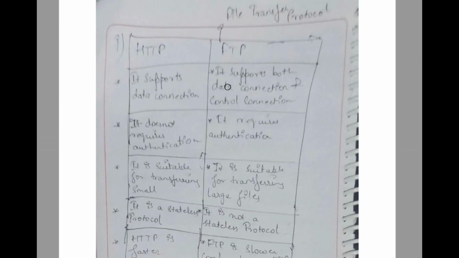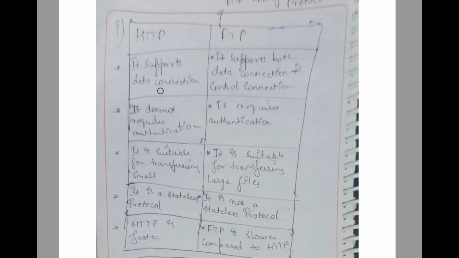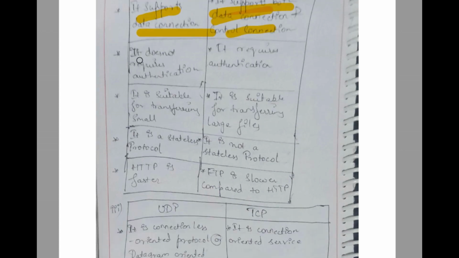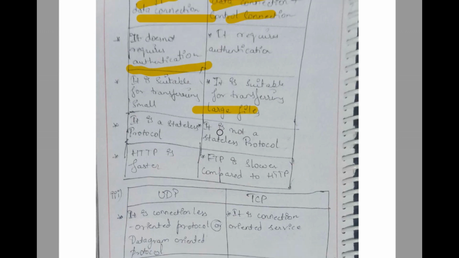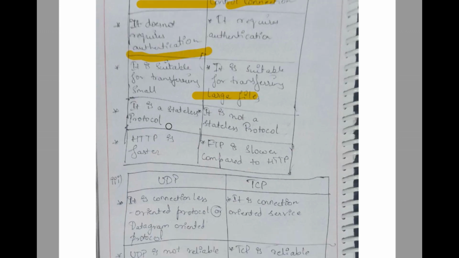Okay. Next is HTTP and FTP, the file transfer protocol. HTTP only supports a data connection; FTP supports both data connection and control connection. HTTP does not require authentication, such as encryption and decryption; FTP requires authentication. HTTP is suitable for transferring small files; FTP is suitable for transferring large files. HTTP is a stateless protocol.